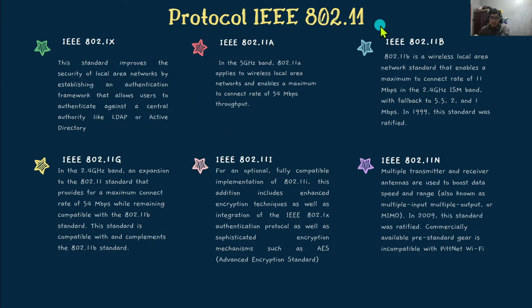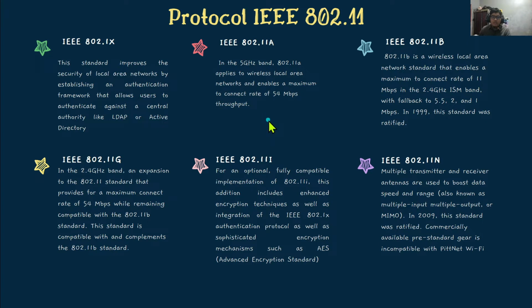Next is the protocol IEEE 802.11. First is IEEE 802.1X. This standard improves the security of the local network by establishing an authentication framework that allows users to authenticate against a central authority like LDAP or Active Directory. Next is IEEE 802.11a.